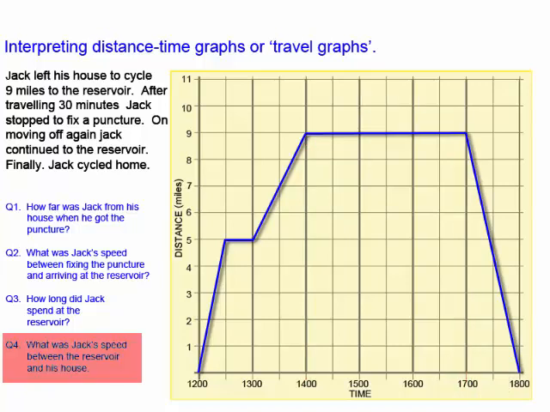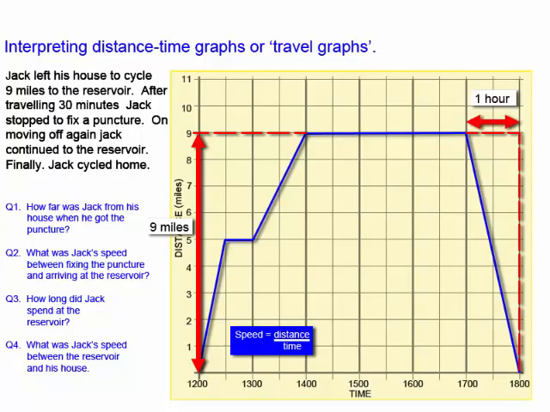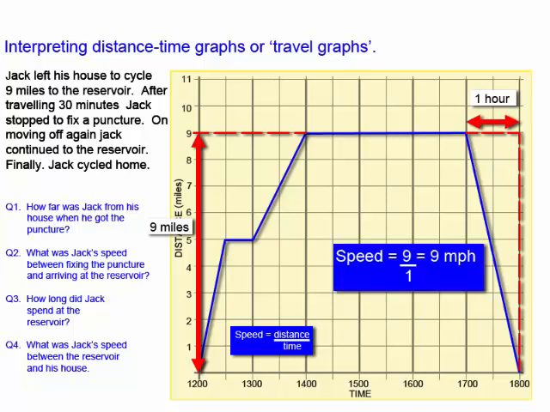In our final question, we have been asked what was Jack's speed between leaving the reservoir and arriving at his house. Again, we use the speed equals distance over time formula. The distance is 9 miles and the time taken was 1 hour. So Jack's speed between leaving the reservoir and arriving at his house was 9 miles per hour.